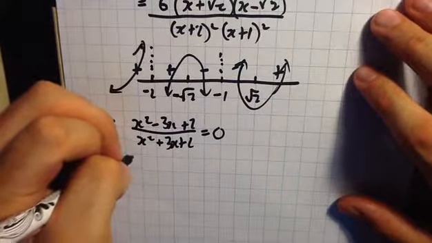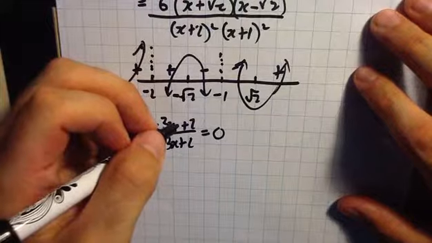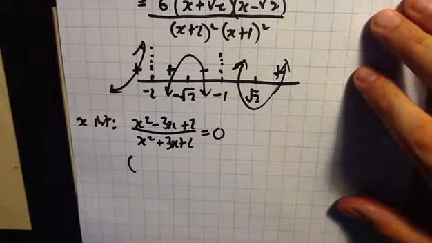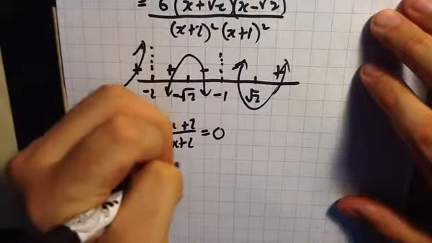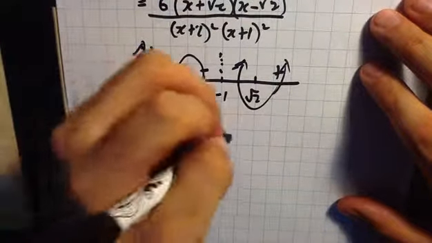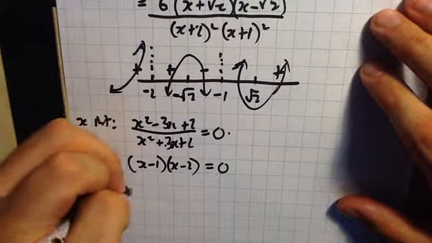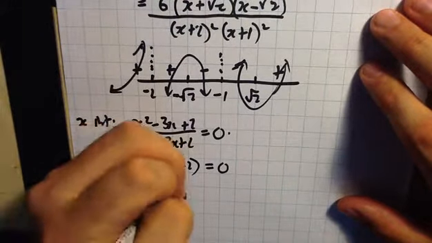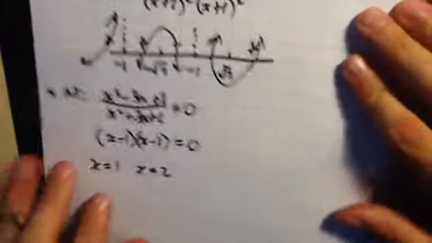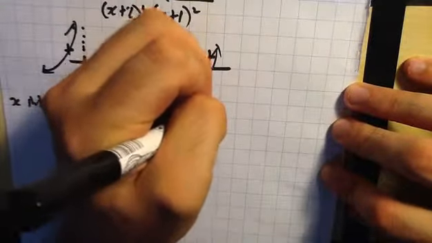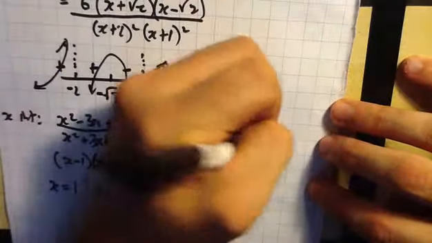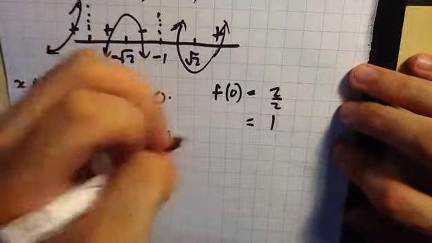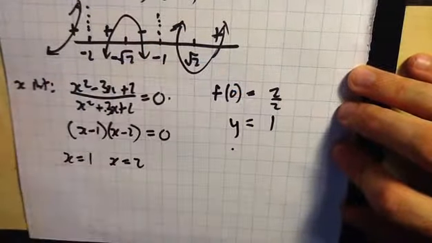So you can see that, let's factorize the top: factors of 2 that add to negative 3. That's going to be x take 1, x take 2 is equal to 0, because I brought this over here, multiplied with 0, so it gets rid of it. So x-intercepts at 1 and 2. The y-intercept happens at f of 0, doesn't it? So f of 0 is just going to be 2 on 2, which is 1. So the y-intercept is at y equals 1.